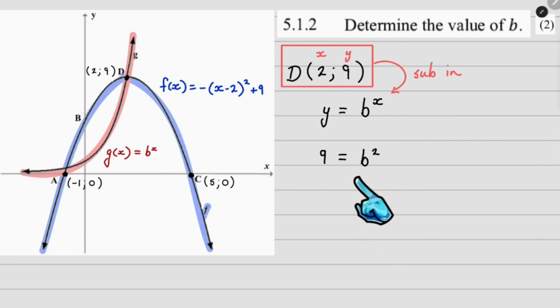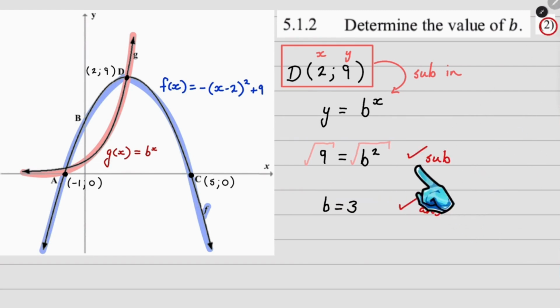After we made that substitution, we need to get rid of the square by square rooting both sides. And the square root of 9 is just 3, so b equals 3. And then your 2 marks over here just come from subbing in the right point, as well as your answer for b. And then once I get this answer for b, I'm going to fill it in over there so that I know more about the red graph.